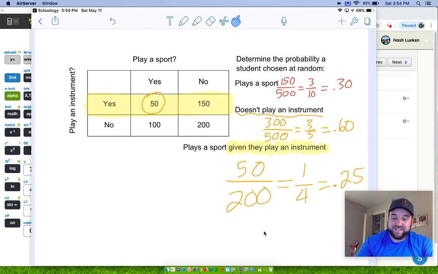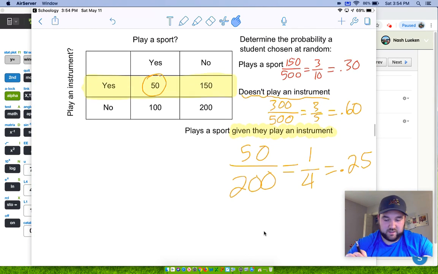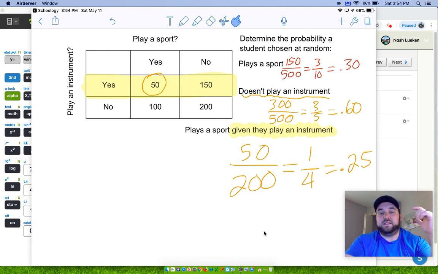Okay. What's key here, and we're going to keep hammering this, is if you see the word given, your sample space is not everybody now. You are only looking at a certain characteristic or people that match a certain criteria. The first two questions didn't use the word given at all, so we were picking from all 500.